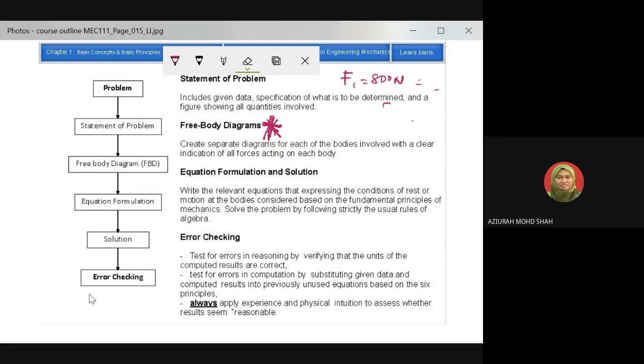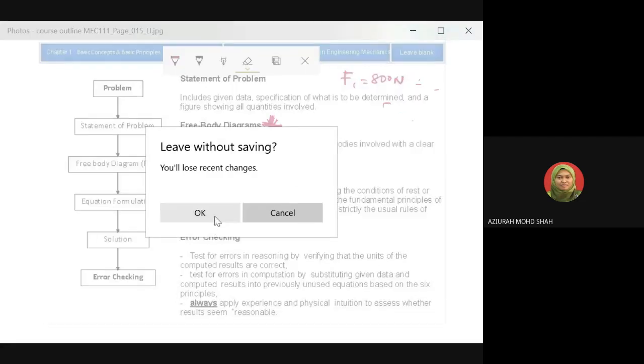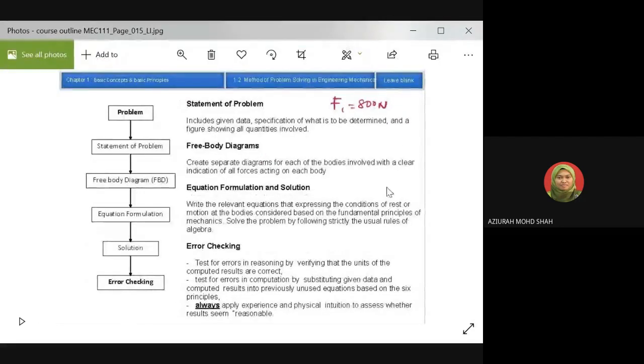Yes, ini selalunya ramai yang jarang buat error checking. So dia confident yang jawapan dia betul lah. So be careful, do not overconfident. You need always to be prepared and aware of the situation.